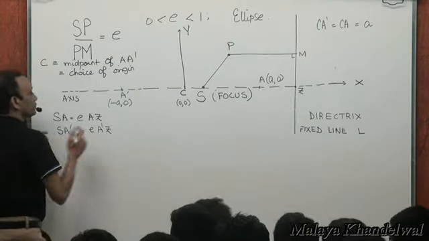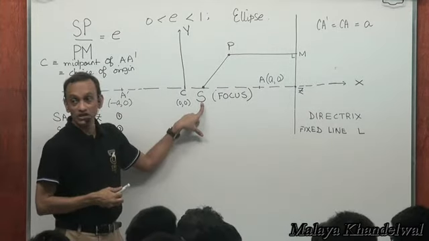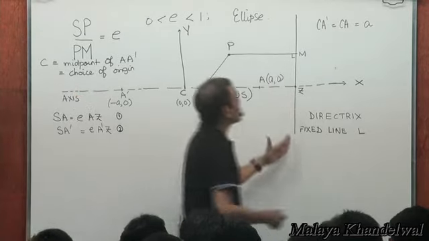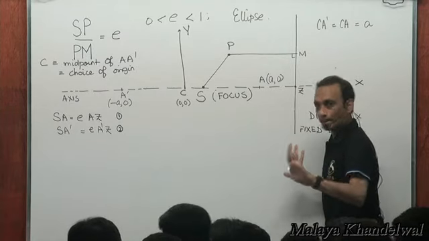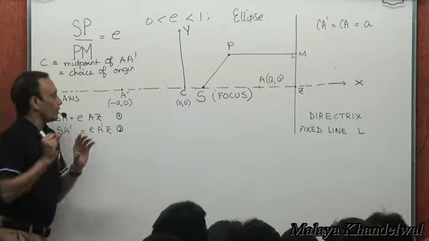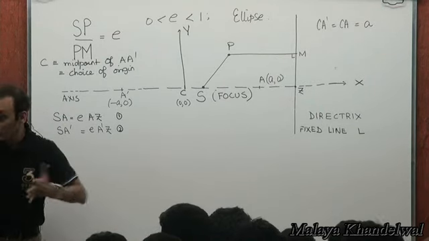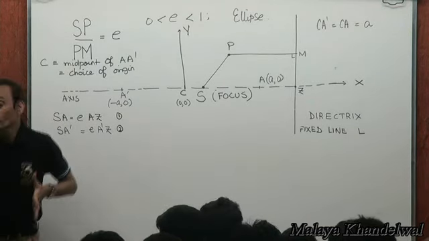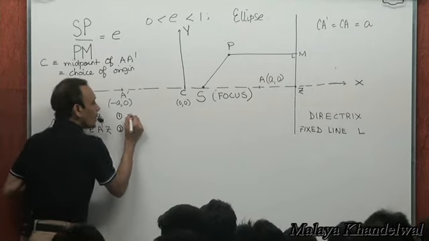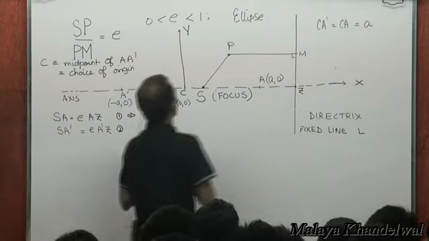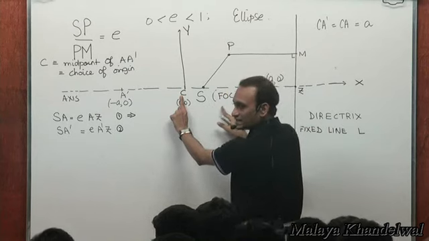Now, these are our two equations. My first objective is to figure out the coordinates of the focus in terms of a and e, and the equation of the directrix, that means the coordinates of Z in terms of a and e. Clear? So all these distances, I want to write in terms of how far they are from C, because C is the origin, so it makes great sense to write everything in terms of C. So SA is CA minus CS.